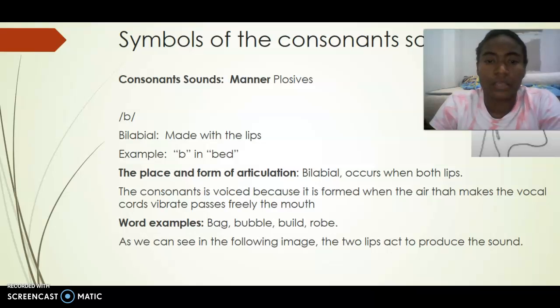The consonant is voiced because it is produced when the air makes the vocal cords vibrate and pops freely out of the mouth. For example, bub, bubble, wood, rub. As we can see in the following image, the two lips are used to produce the sound.